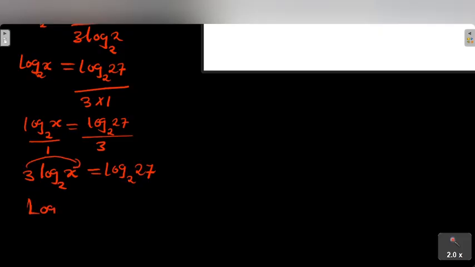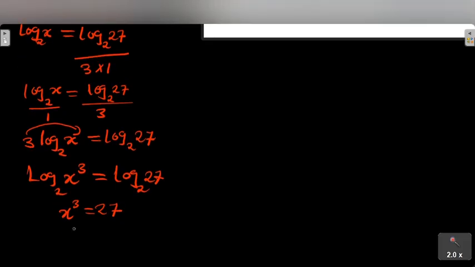So now it will be log base 2 of x to the power 3. This will be equal to what? Log base 2 of 27. Since the bases are the same, we have an equal sign, so x to the power 3 should be equal to 27. Then we introduce a cube root, and we can see that the value of x will be equal to 3. So that's how you solve for x.